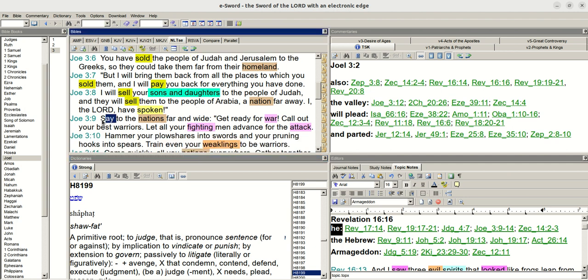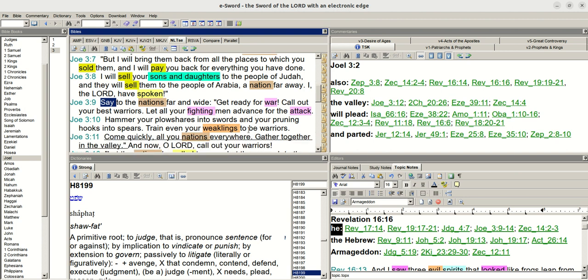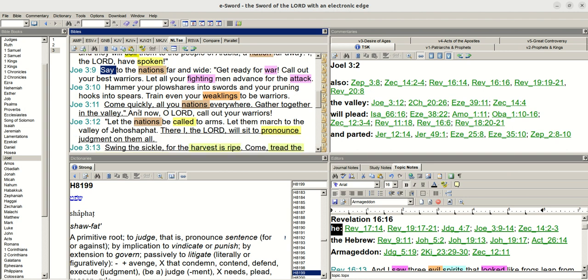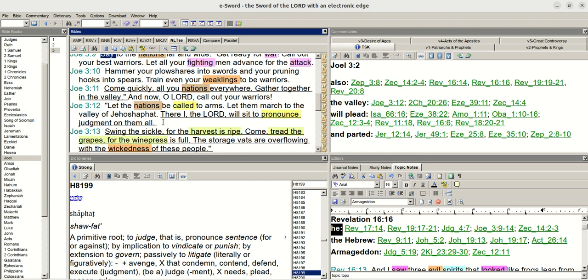Okay, when we see this word, I should really have this highlighted, but the word "say" is like the beginning of a new statement from God. "Say to the nations far and wide, get ready for war. Call out the best warriors. Let all your fighting men advance for the attack. Hammer your plowshares into swords and your pruning hooks into spears. Train even weaklings to be warriors. Come quickly, all you nations everywhere. Gather together in the valley. And now, O Lord, call out your warriors. Let the nations be called to arms. Let them march to the valley of Jehoshaphat. There, I, the Lord, will sit to pronounce judgment on them all."